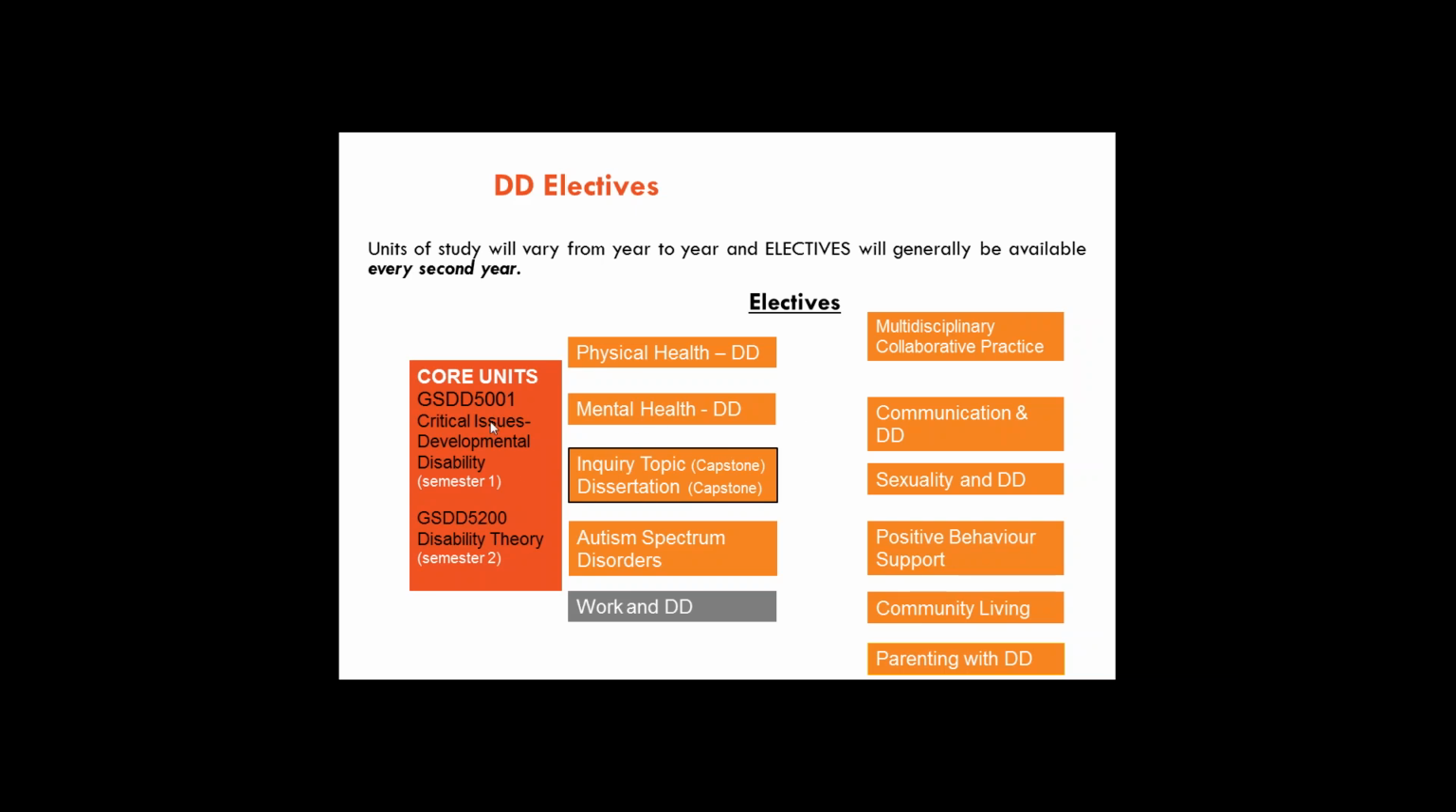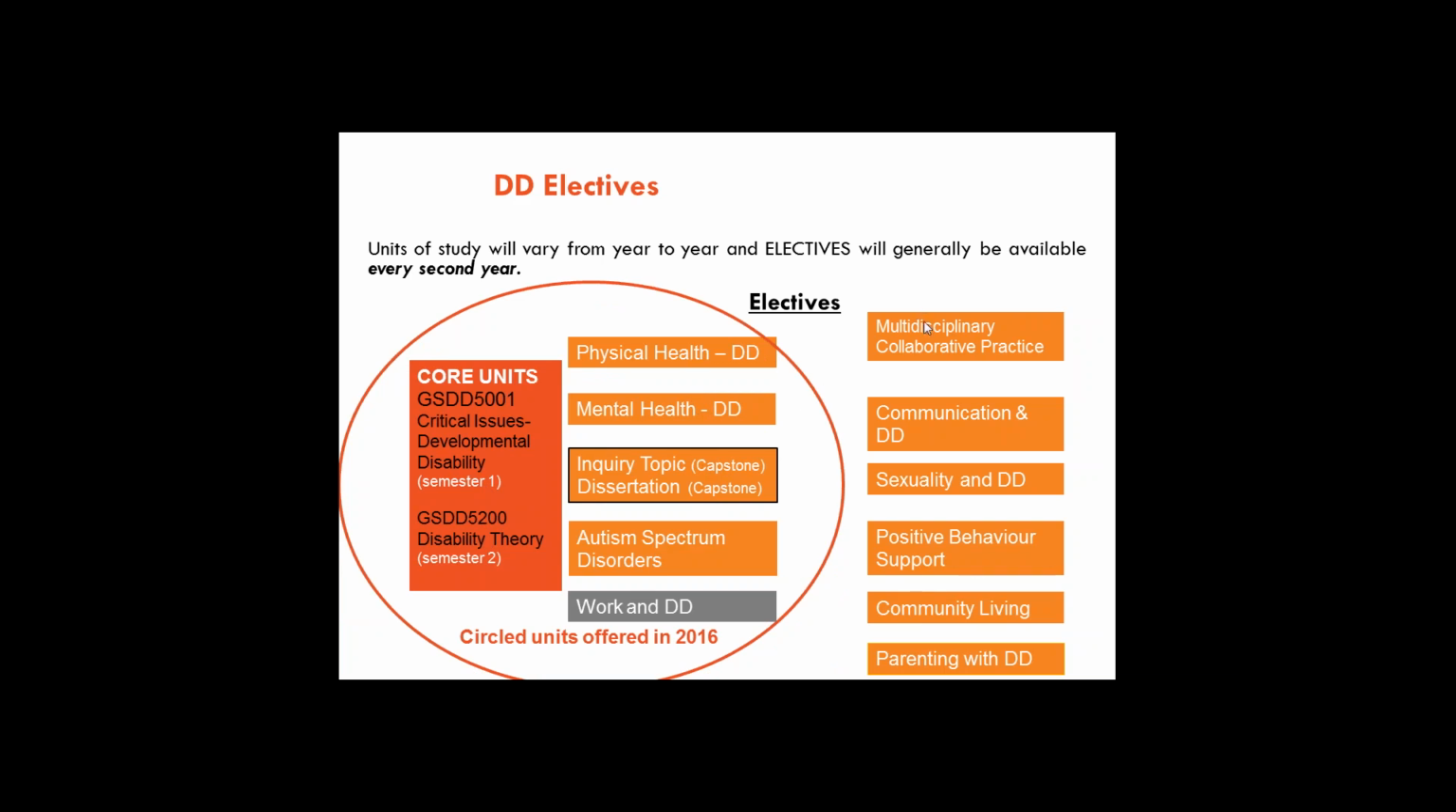So, the electives. Core units in the dark orange, in the lighter orange here, the various electives, and those in the circle are units that will be offered in 2016. So in semester 1, we're offering physical health, mental health, and critical issues. In semester 2, disability theory, autism spectrum disorders, and work and developmental disability. And the capstone units are offered in every semester, both semester 1 and semester 2. So those are the available units for 2016.